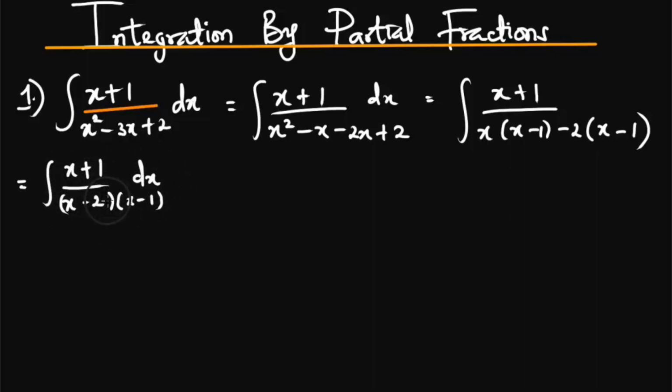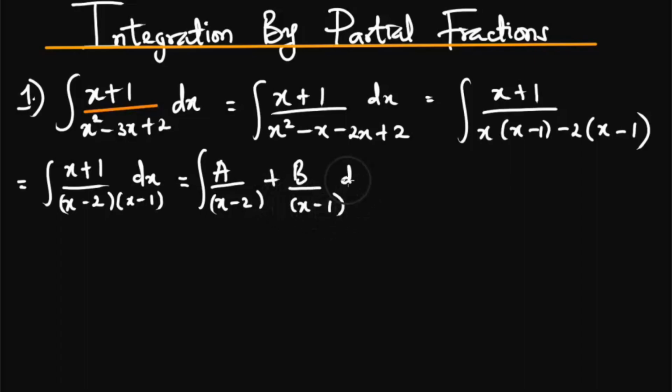Following the rules of partial fractions, as we have stated earlier, this becomes the integral of A over the first factor here, which is x minus 2, plus another constant B over the next factor here, which is x minus 1 dx. So at this point, the next thing we want to find are the values of A and B.